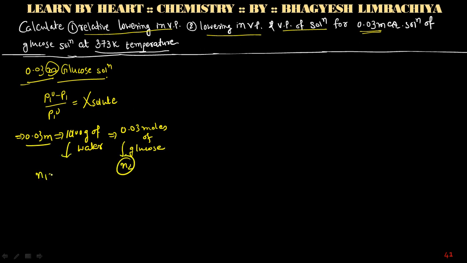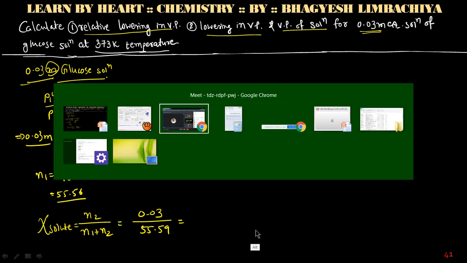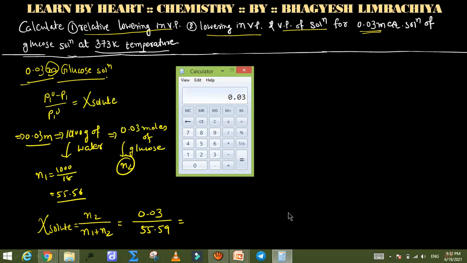N1 can be calculated: 1000 divided by 18, it is 55.5555, then 56. Okay, then x of solute can be calculated, N2 divided by N1 plus N2. What is N2? 0.03, and addition 55.59, right? And it is 0.03 divided by 55.59. Answer is 5.39 into 10 raised to minus 4, means 5.4.